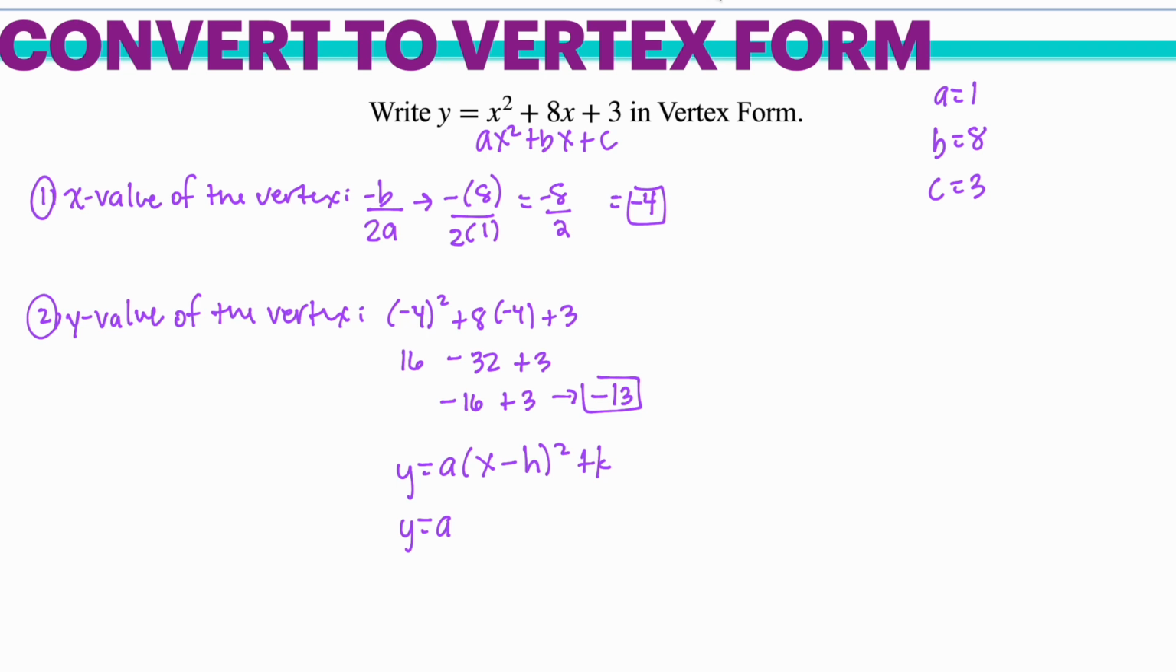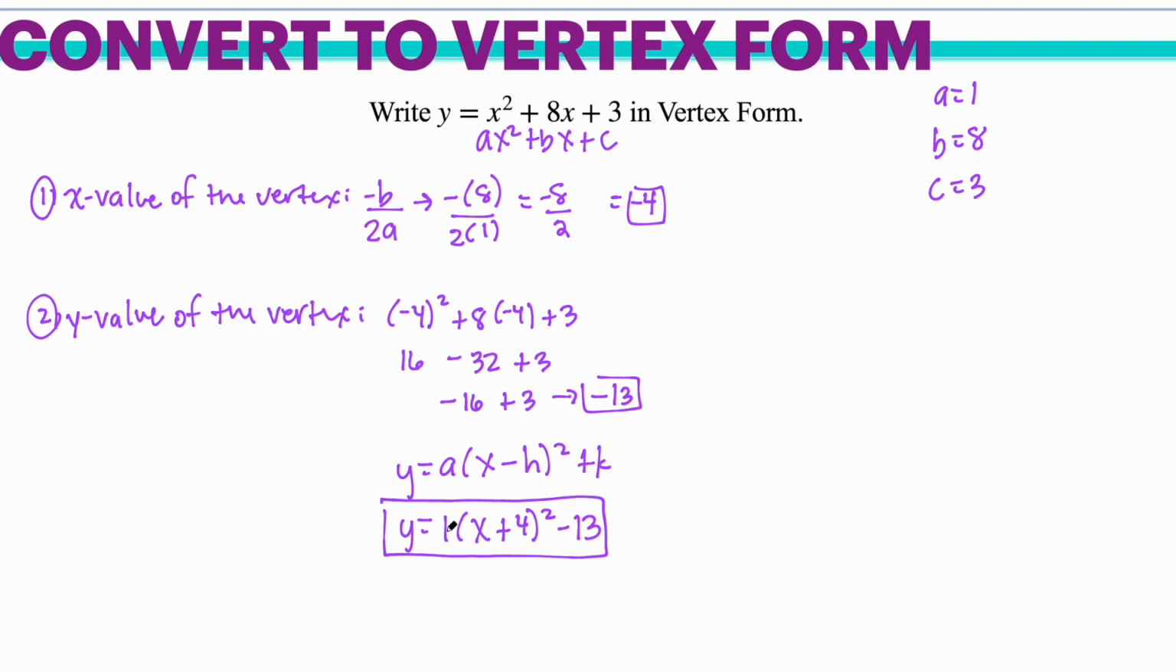Well, actually, I know a. I can go ahead and put it in. A is 1. And then x minus h, but a minus and h is negative, so a minus and a negative turns to a positive 4. And then my k is a minus 13. And there is your final answer.